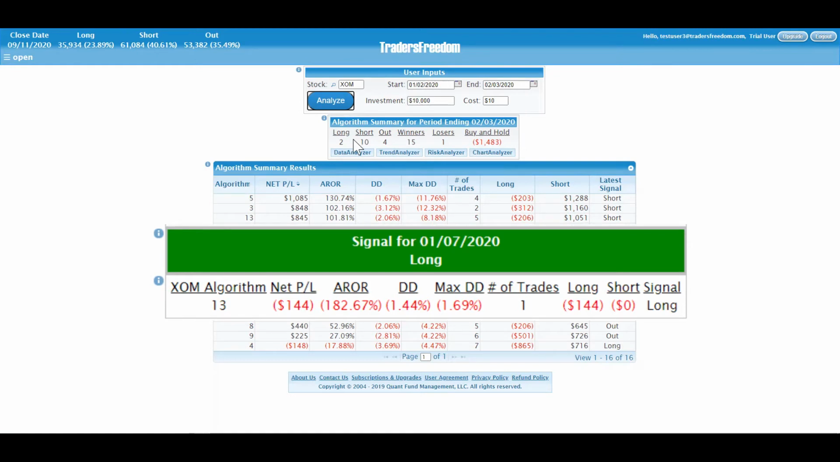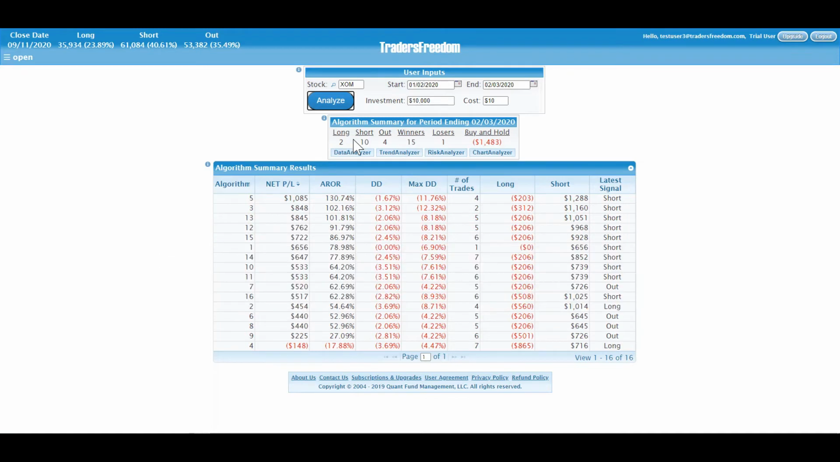Long. Well, that's pretty easy too. Based on the current trading patterns, Freedom's algorithms believe that the stock is about to go up. So you get a long signal to buy it in anticipation of the move upward with the goal of selling it for a profit eventually.